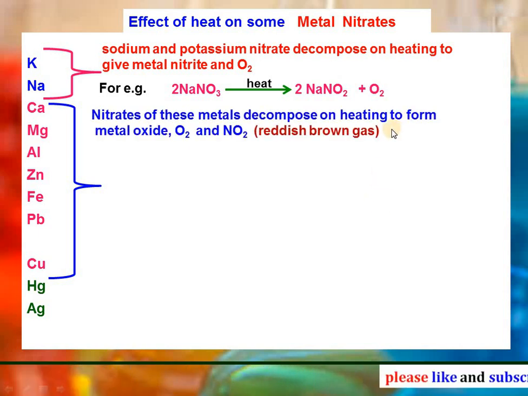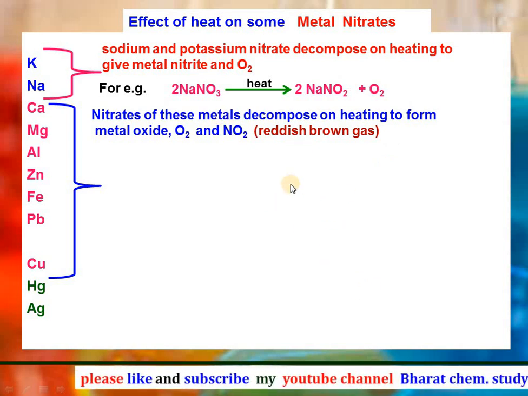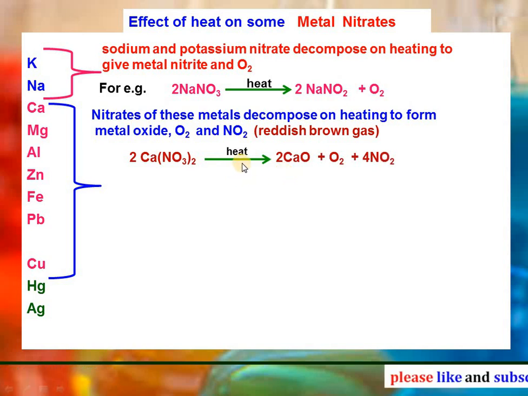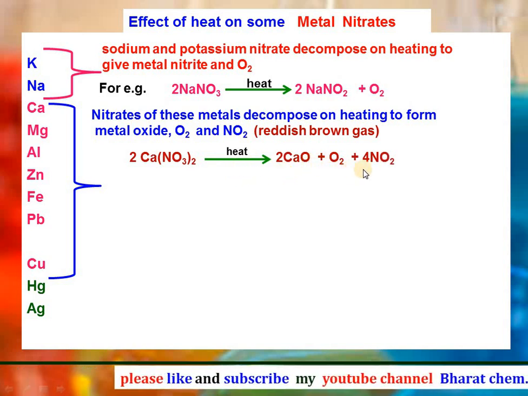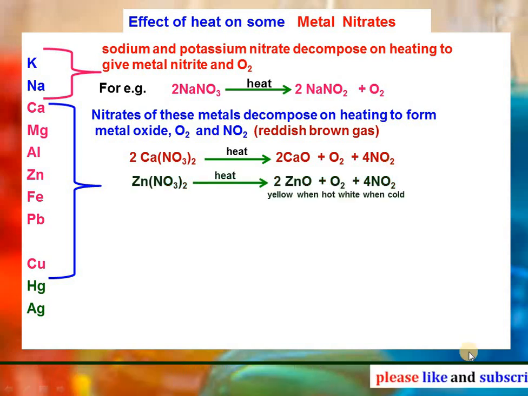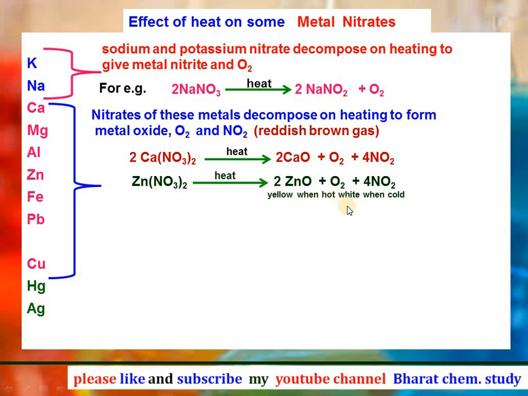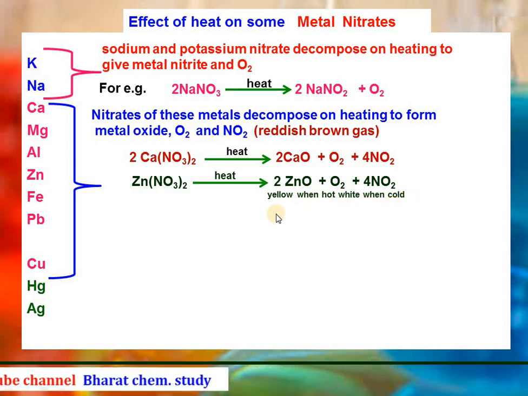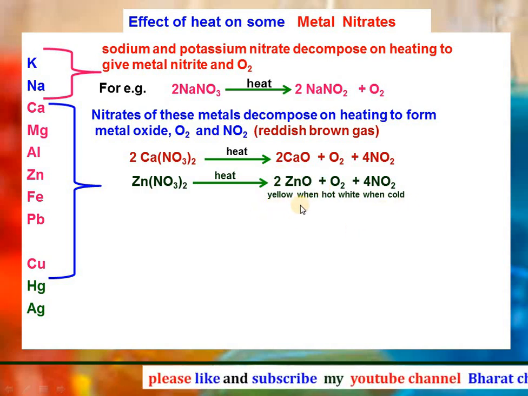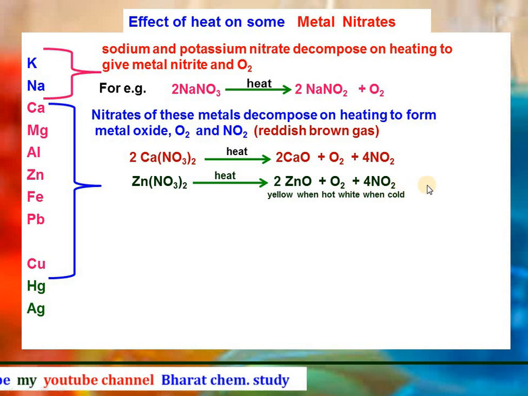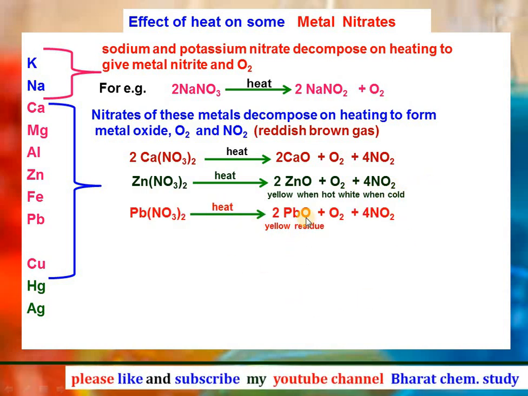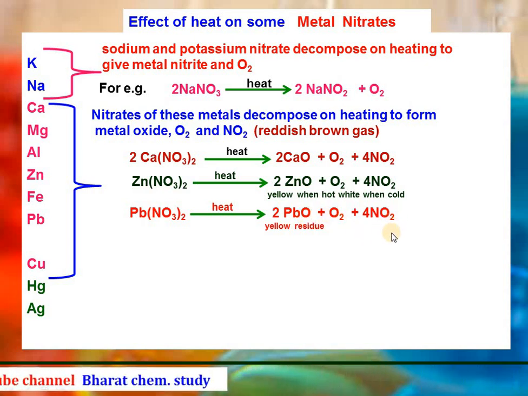respective metal oxide plus oxygen gas and a reddish brown NO2 gas, and the equation can be written as calcium nitrate on heating decomposes to give calcium oxide plus oxygen and a reddish brown NO2 gas. Similarly, zinc nitrate on heating gives zinc oxide, which is yellow when hot and white when cold. So that's a very important point. Always learn that zinc oxide is white when cold and yellow when hot, plus they give oxygen gas and reddish brown NO2 gas. Lead nitrate also on heating decomposes to give lead oxide plus oxygen and reddish brown NO2 gas.